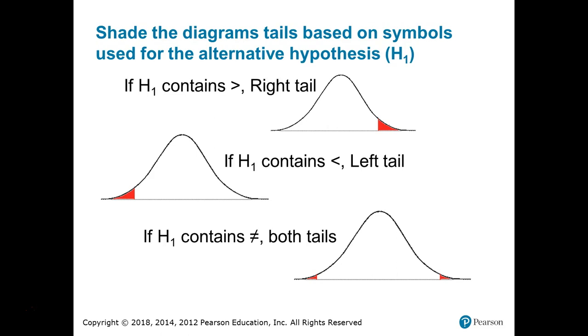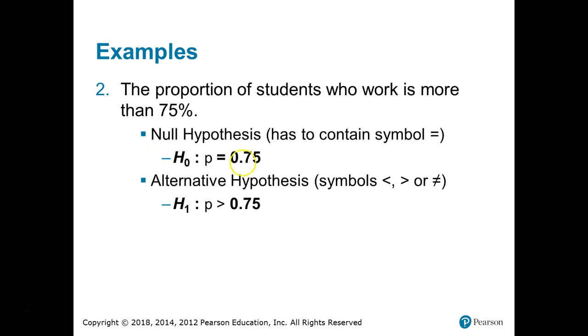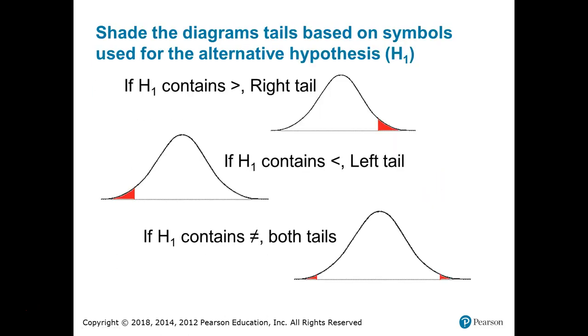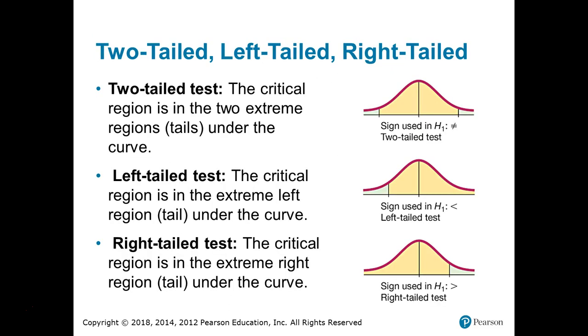We will have to shade the diagram tails based on the symbols used. So we'll have three types of symbols. H1, which is the alternative, can either have a less than, greater than, or not equal to. If we are looking at a greater than symbol, we use the right tail. And you can think of it as an arrow. A greater than symbol is an arrow pointing to the right tail. If H1 contains a less than symbol, use the left tail. And if H1 contains a not equal to symbol, we have to use both tails.